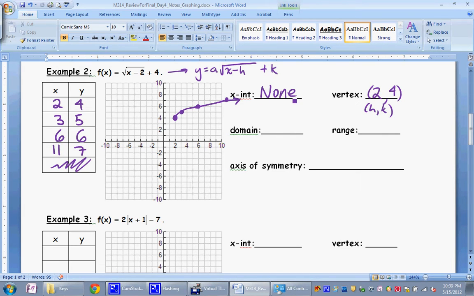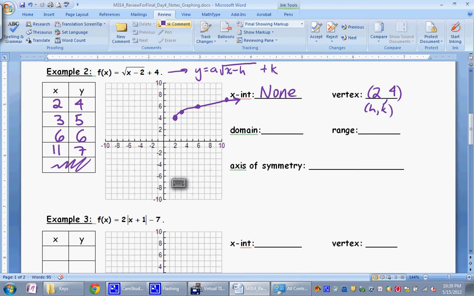For the domain of a square root equation, the domain's the hardest part of a square root equation. You take what's underneath the radical and you set it greater than or equal to 0.